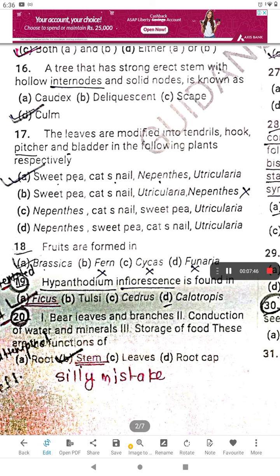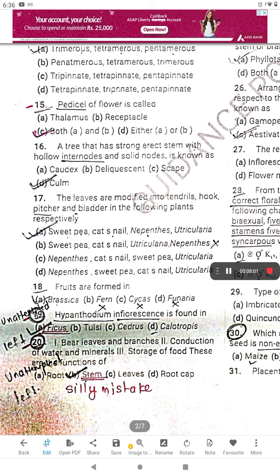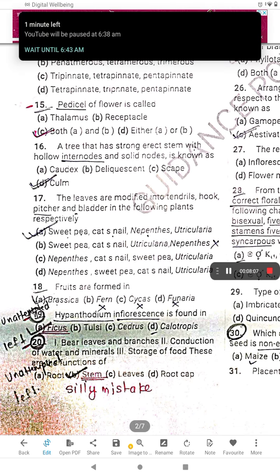So it is seen in ficus, banyan, peepal, and many other figs also, right? So hypanthodium inflorescence is found in ficus. In this question, option A is the right answer, right? The 20th question says that it bears leaves and branches, conduction of water and minerals, storage of food. These are the functions of.